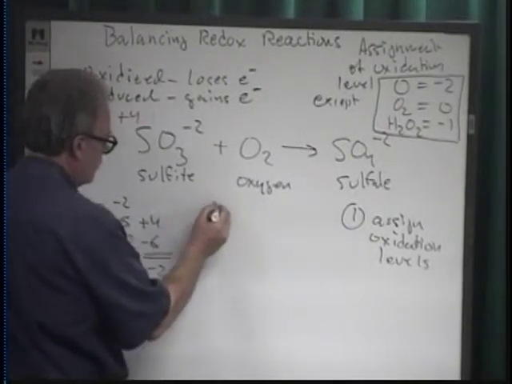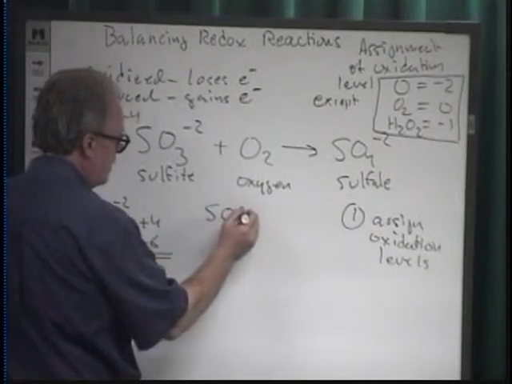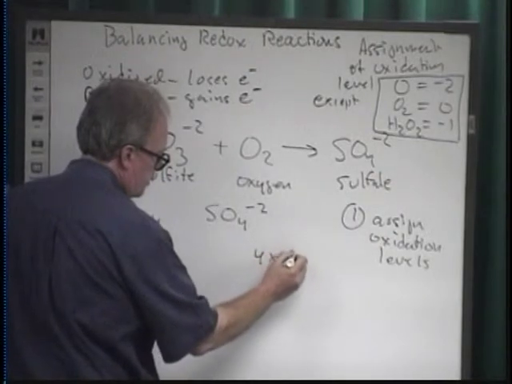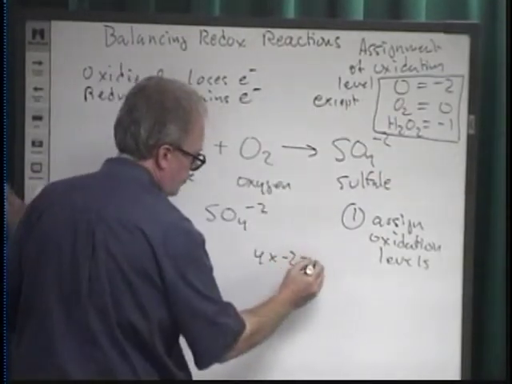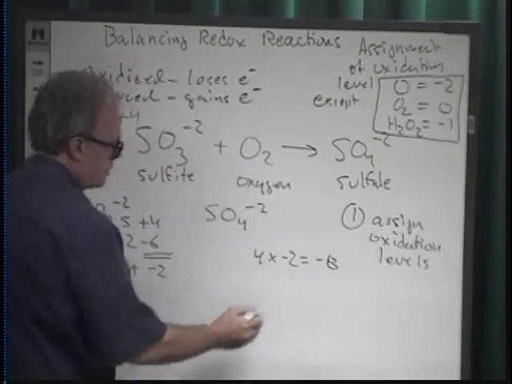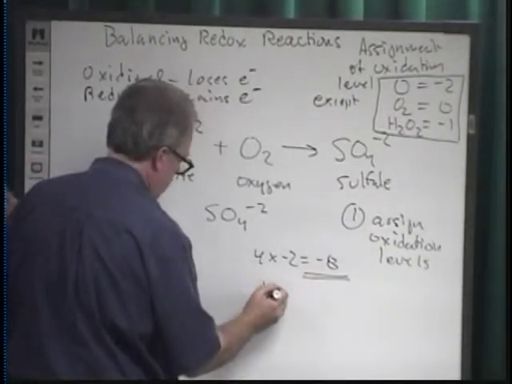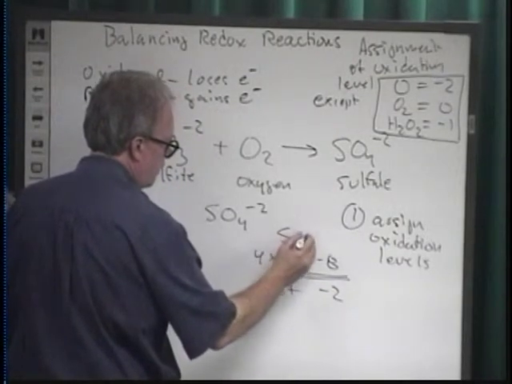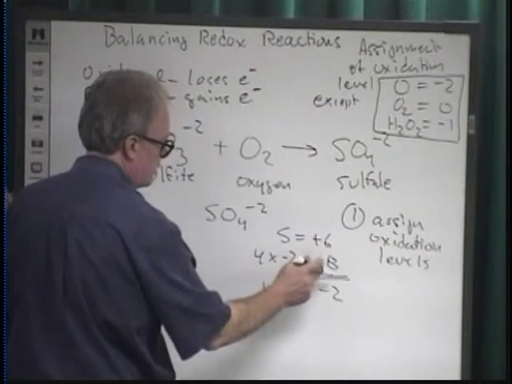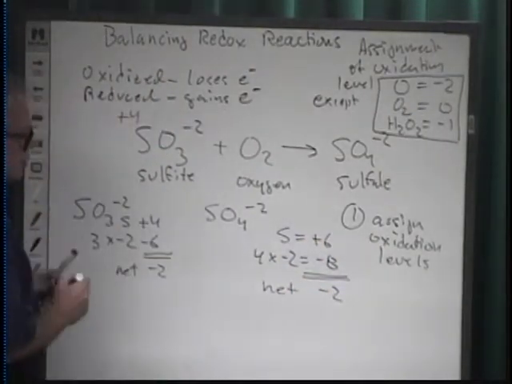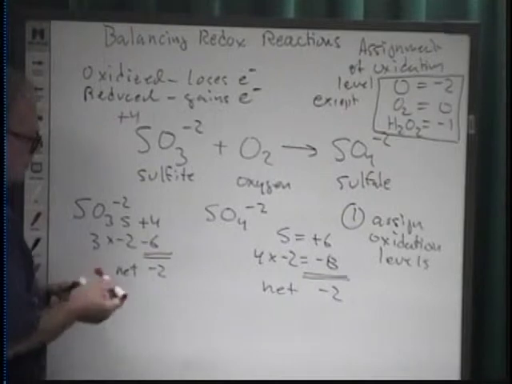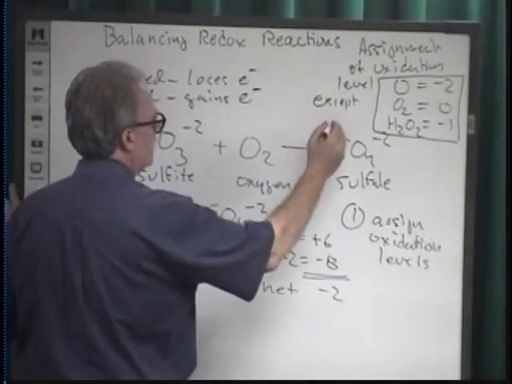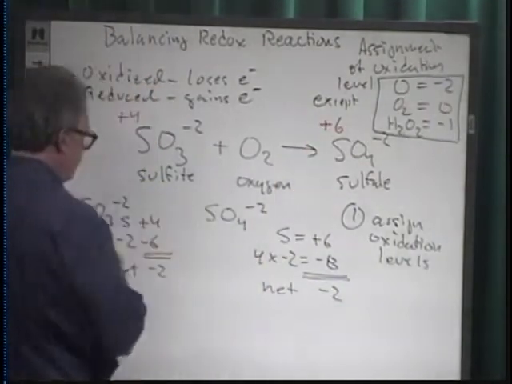Likewise, in the case of sulfur in sulfate, we have 4 oxygens, each with an oxidation level of -2, gives us -8. The net charge on the ion is -2, so the charge on the sulfur has to be +6. +6 minus 8 equals -2. Okay? So we can write in red the oxidation level of sulfur in the sulfate as +6.